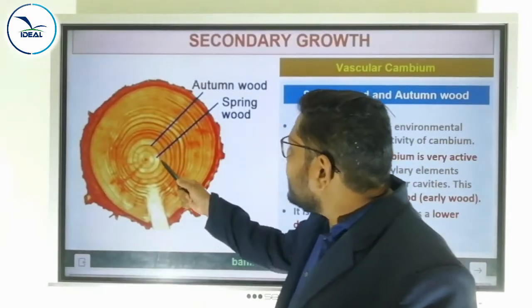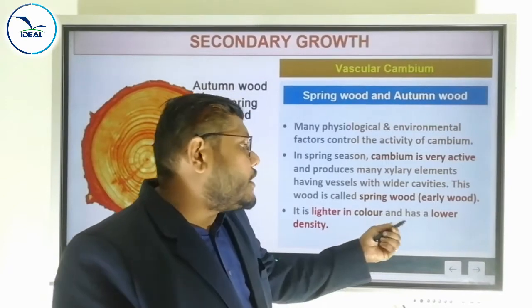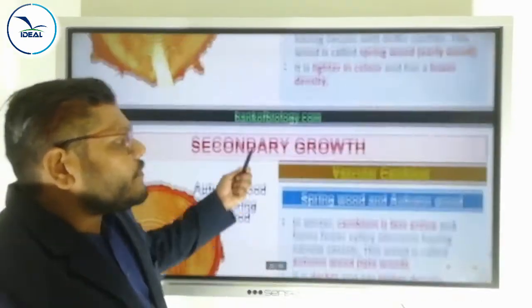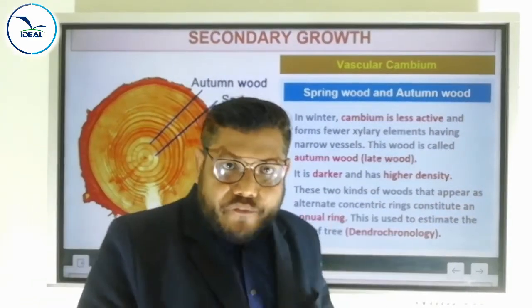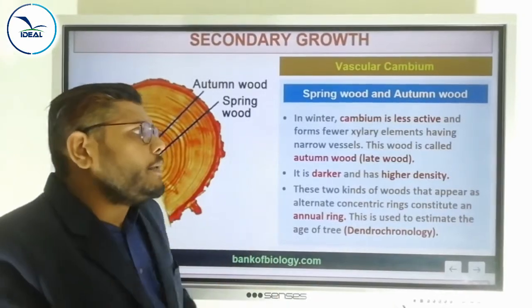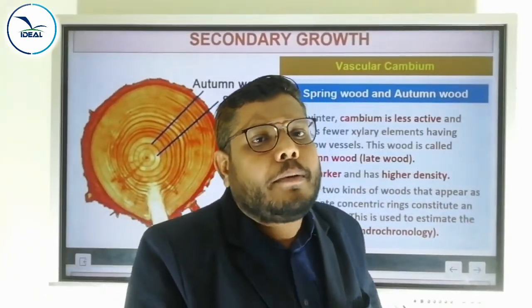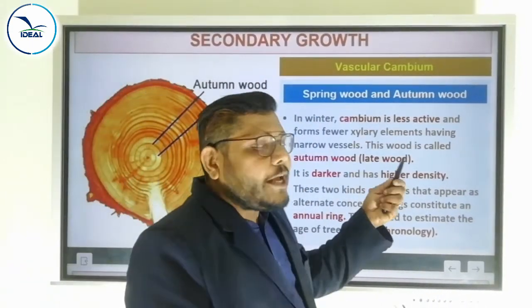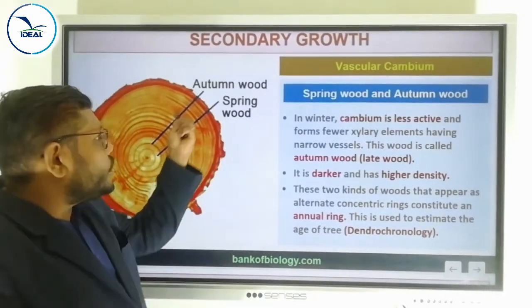Look, this is the spring wood or early wood. It is lighter in color and has a lower density. Then another type of wood is called autumn wood. Autumn wood means in winter, this particular cambium is very less active and produces very few xylem elements with narrow vessels. This type of wood is called autumn wood or late wood.